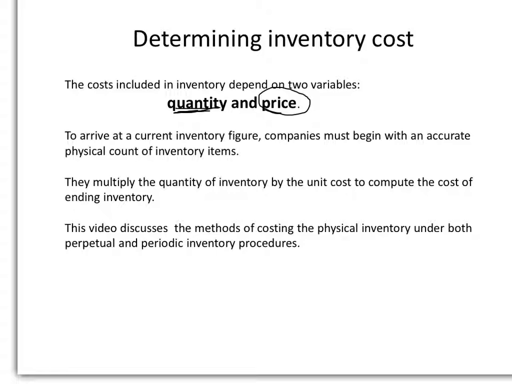So keep in mind, what we do in a periodic inventory system is at the end of the accounting period, when the business is closed, we count every item left unsold. And we must have an accurate account of that. And then once we have that account, we must put a unit cost to compute the total cost of that. So this video discusses primarily the methods of costing physical inventory. We're going to assume that you have the right count.